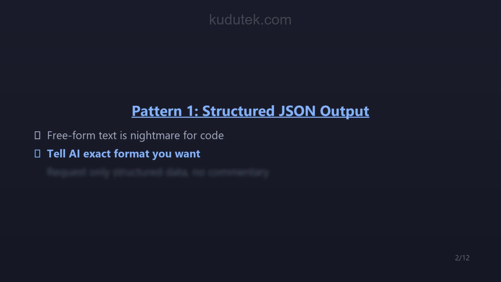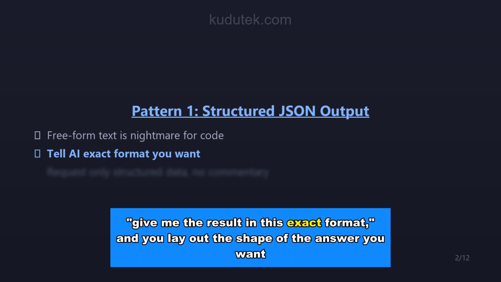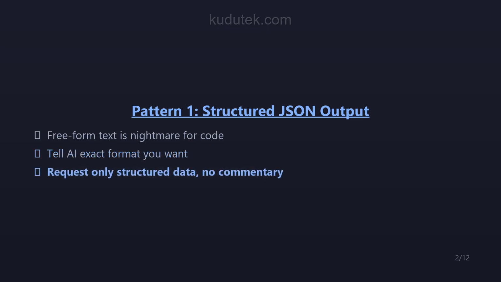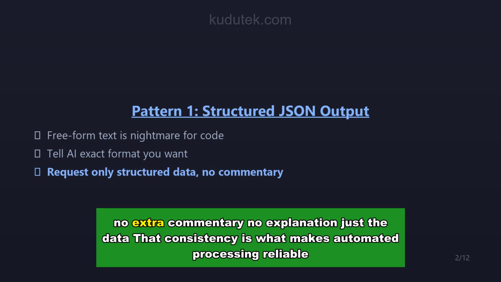The most common approach is JSON, a neat, organized format that code loves. You say, give me the result in this exact format, and you lay out the shape of the answer you want. The key move here is also telling Claude to respond only with that format. No extra commentary, no explanation, just the data. That consistency is what makes automated processing reliable.